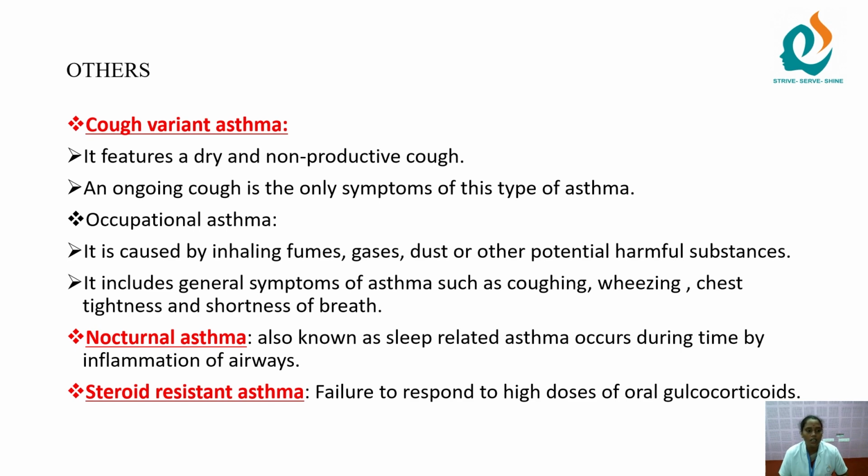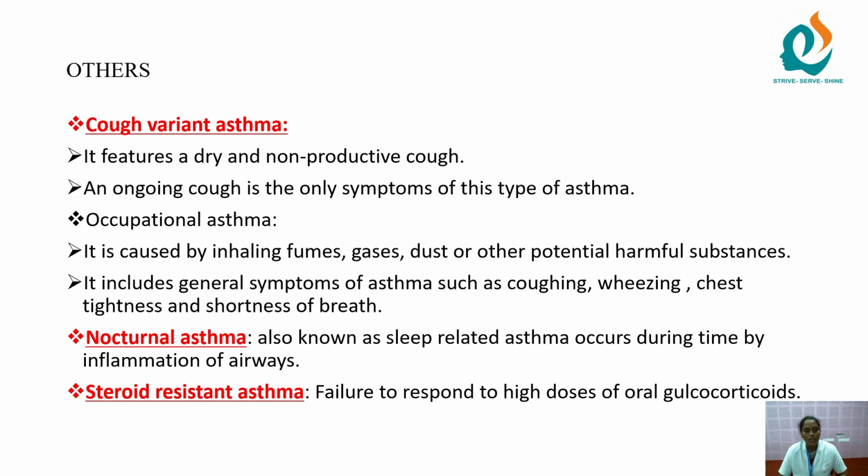Then occupational asthma is caused by inhaling fumes, gases, dust or other potentially harmful substances. Mainly people who are working in industrial areas can develop occupational asthma. It includes the general symptoms of asthma such as coughing, wheezing, chest tightness and shortness of breath. That is occupational asthma.